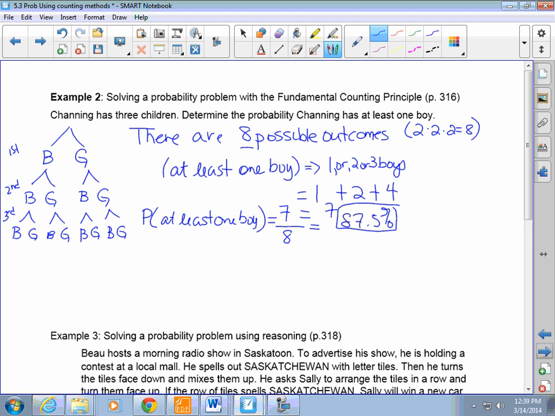The other way to do it is to look at the outcomes the exact opposite. At least 1 boy, well, let's go no boys, so all girls.